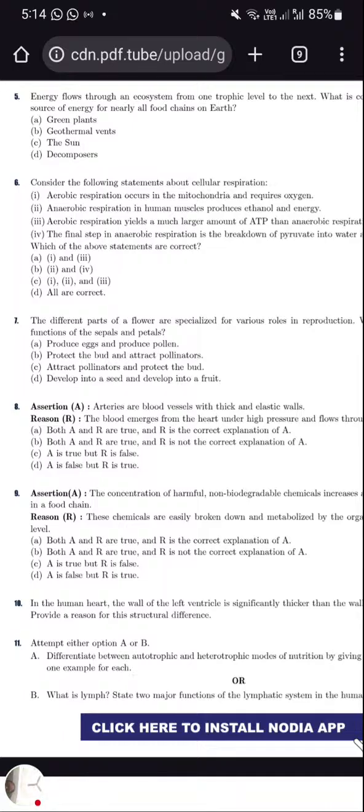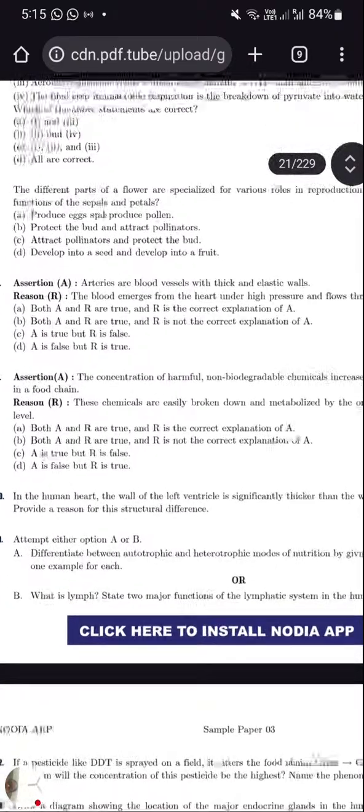Assertion reason A. The 8th one is correct. Next, question number 9.